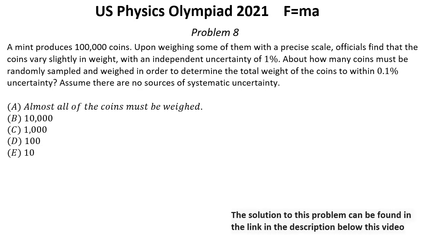Problem number 8. A mint produces 100,000 coins. Upon weighing some of them with a precise scale, officials find that the coins vary slightly in weight with an independent uncertainty of 1%. About how many coins must be randomly sampled and weighed in order to determine the total weight of the coins with 0.1% uncertainty? Assume there are no sources of systematic uncertainty.